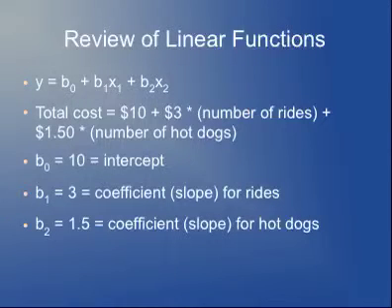And in general, you could write this as y equals b0 plus b1 times x1 plus b2 times x2. If you wanted, you could have more than two x's, up to xn. The terminology is, once again, b0 is known as the y-intercept, or sometimes just the intercept. And b1, b2 are the coefficients, i.e. the slopes for the various variables. In this case, 3 is the coefficient for rides, and 1.5 is the coefficient for hot dogs.